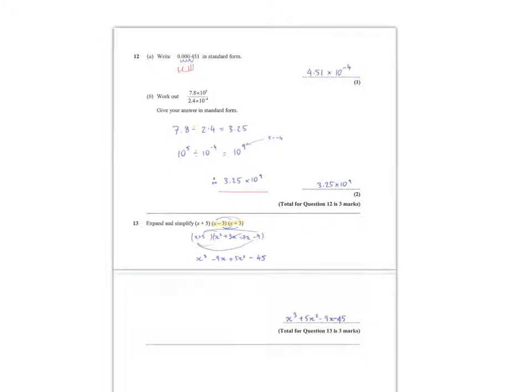Simplifying the expansion gives me x squared minus 9, and so when expanding x plus 5 and x squared minus 9, I'm going to get x cubed minus 9x plus 5x squared minus 45.